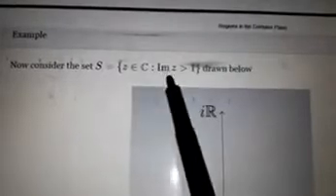This set is open because it does not contain any of its boundary points, meaning the greater than symbol is there, no equal to symbol is there. Now, consider the example set S = {Z belongs to complex, imaginary Z is greater than 1}, lying above. That means this figure comes. This is the real axis, this is the imaginary axis. So, this is a simple domain.